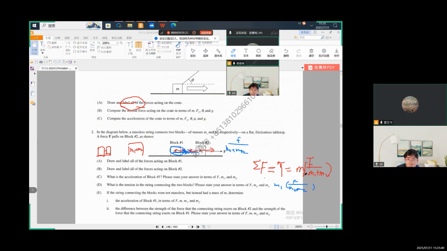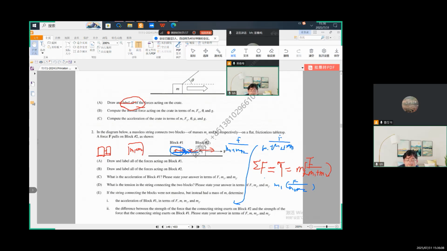Then it would just add a force, like F over m1 plus m2 plus m3. Yeah, plus m. And that's just the acceleration. Yeah. The difference between the strengths of the force that the connecting string exerts on block 2.